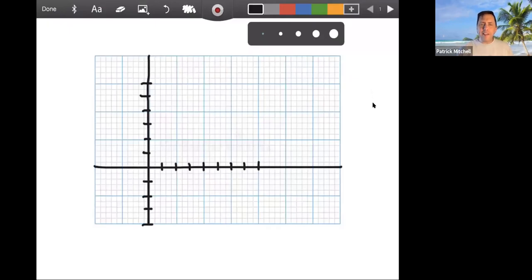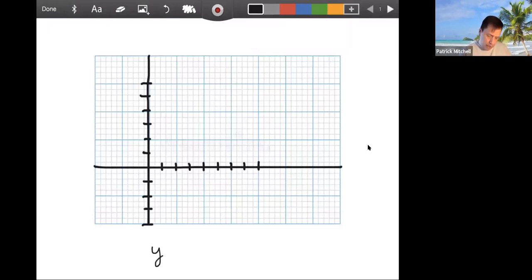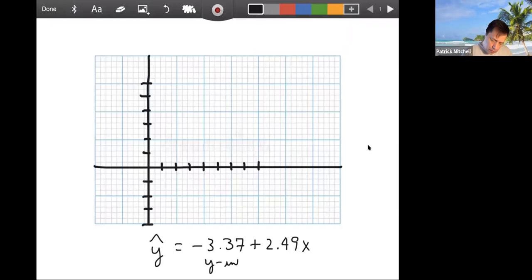Okay, as I was talking, I decided it would probably be a good idea to show you how to graph these linear equations, just in case you forgot. So remember, the equation that we just found is y hat equals negative 3.37 plus 2.49x. So the first thing I'm going to do is plot my y-intercept. So the y-intercept at negative 3.37 means 0, negative 3.37. So I've marked these off by ones.